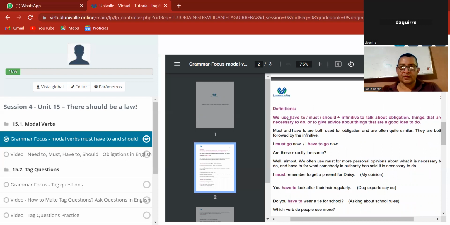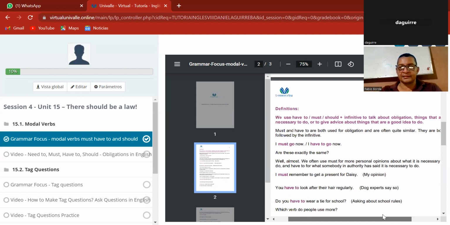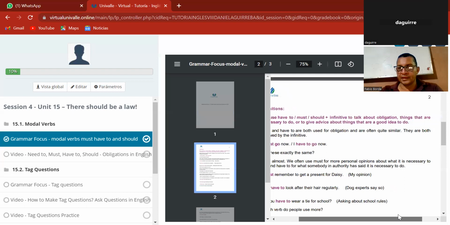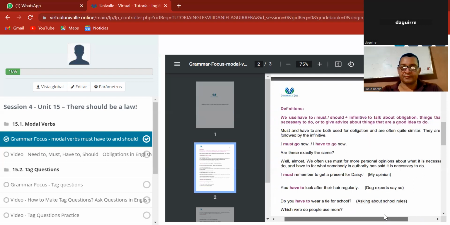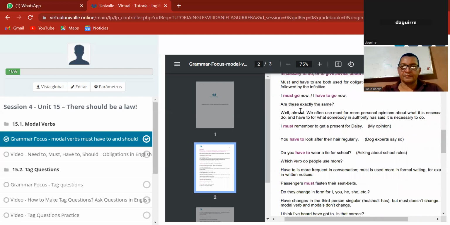Definition. We use have to, must, should, plus infinitive to talk about obligation, things that are necessary to do, or to give advice about things that are a good idea to do. Must and have to are both used for obligation and are often quite similar. They are both followed by the infinitive. I must go now. I have to go now. This is the same meaning, Daniel. Okay? Are these exactly the same?